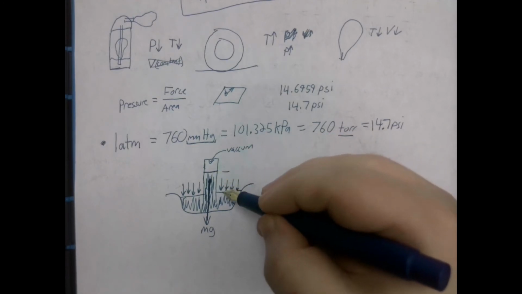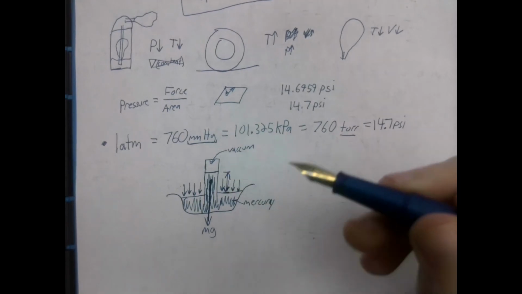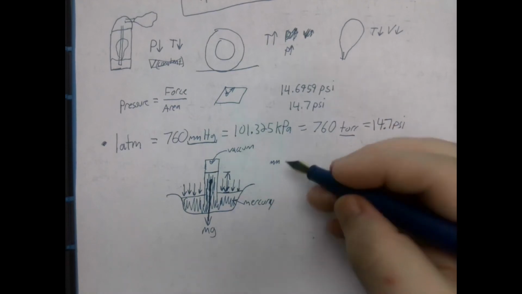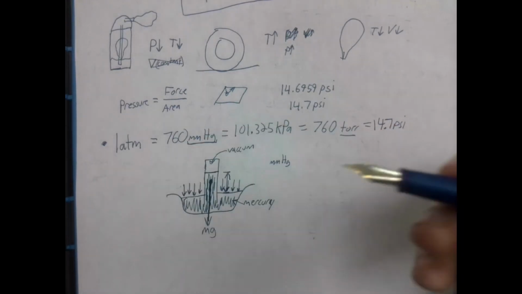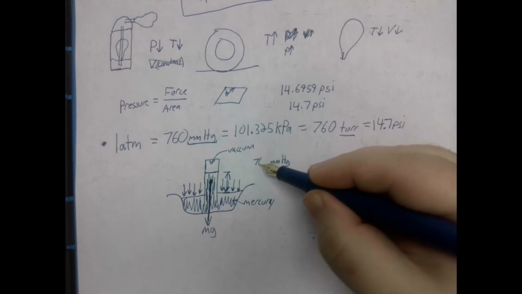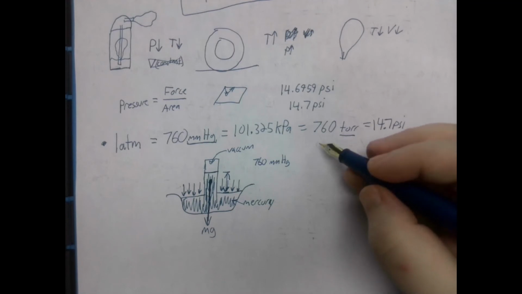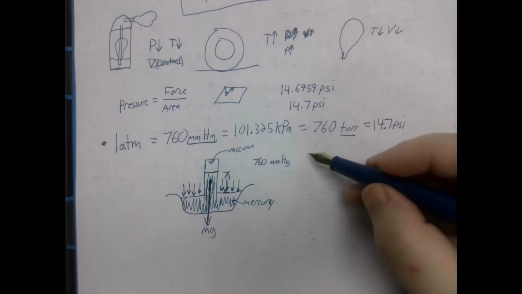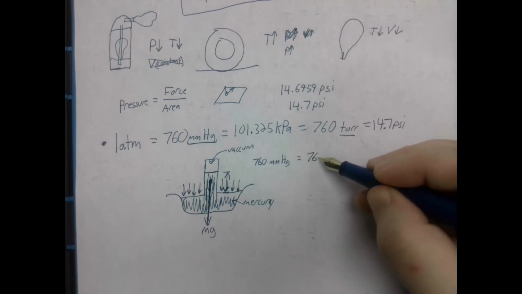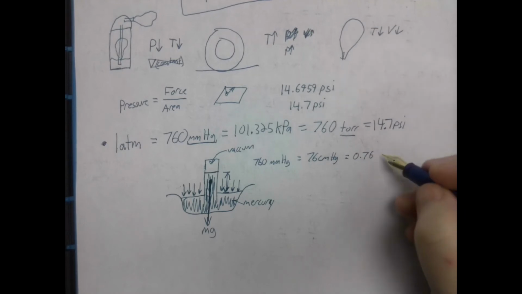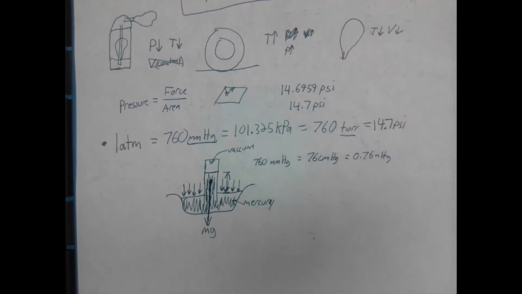If you measure this distance in millimeters, and we're using mercury for 1 atmospheric pressure, we measure 760 millimeters of mercury. So, all which is equal to 76 centimeters of mercury, or 0.76 meters of mercury. Why don't we use water?